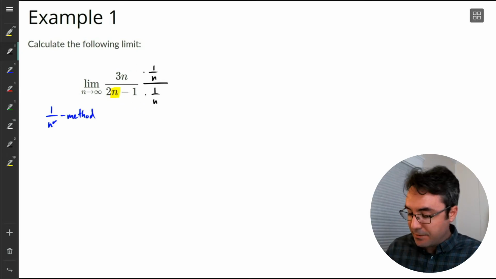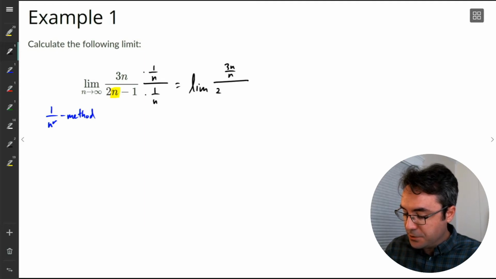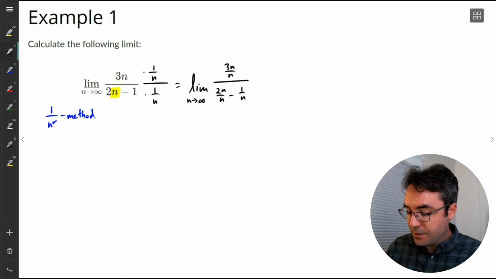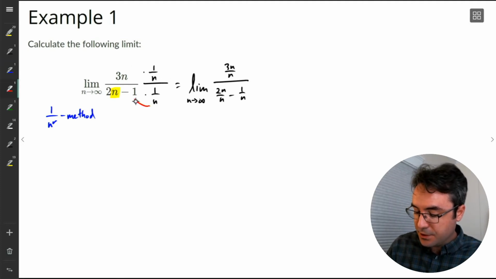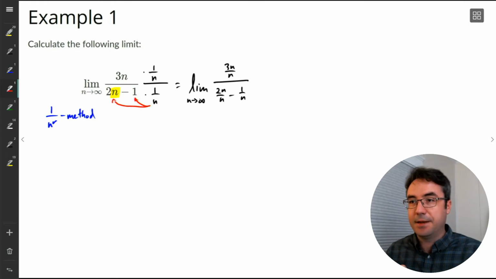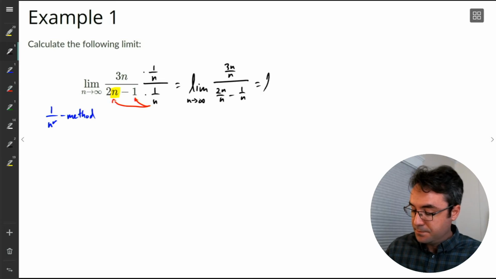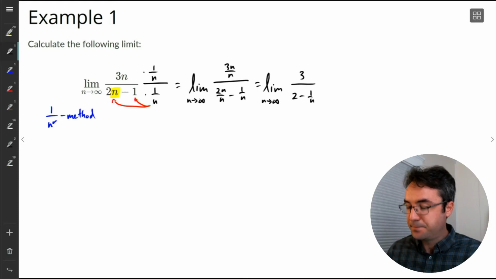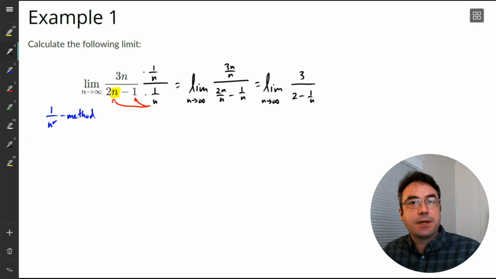So let's multiply everything out. We get 3n over n divided by 2n over n minus 1 over n. Again, we're just distributing. So essentially, we're dividing every term that we see by n. Simplify. So we get 3 over 2 minus 1 over n. So far it's just been some algebra. Now let's actually use our limit laws.